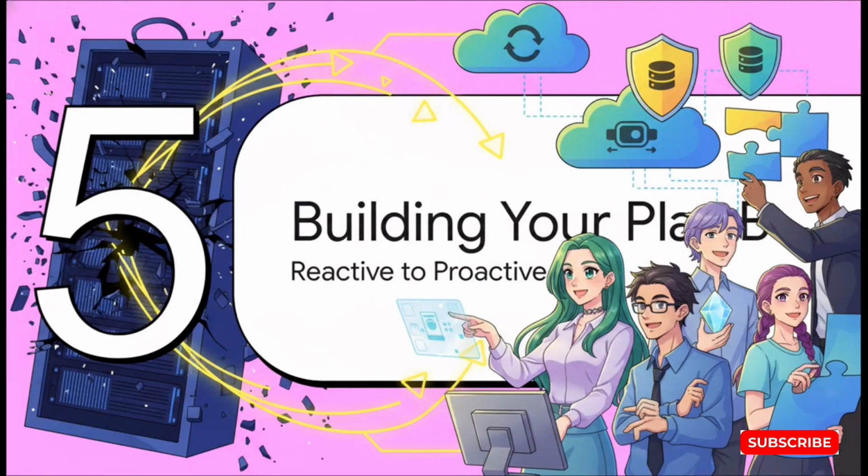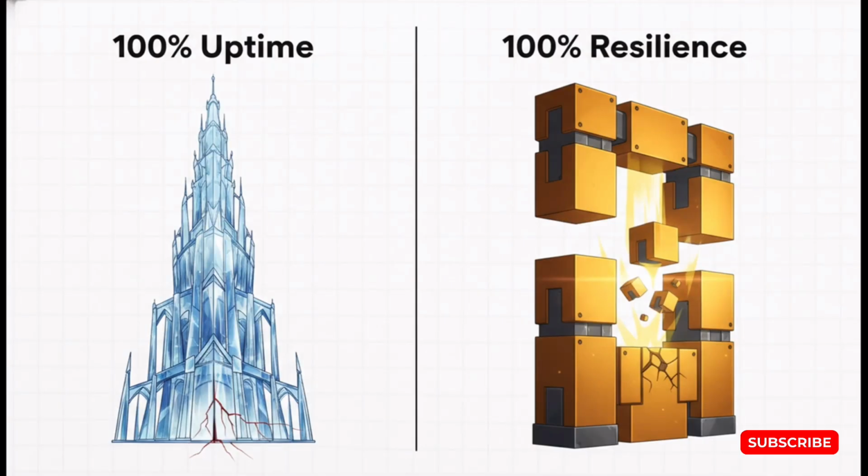Okay, so that's the problem. And yeah, it's a pretty big one. But enough doom and gloom. Let's pivot. Let's stop talking about being reactive and start talking about being proactive. Let's talk about the solution. Let's talk about building a real plan B. And this really requires a fundamental shift in how you think about this stuff.